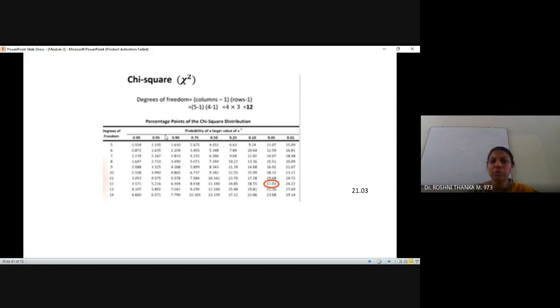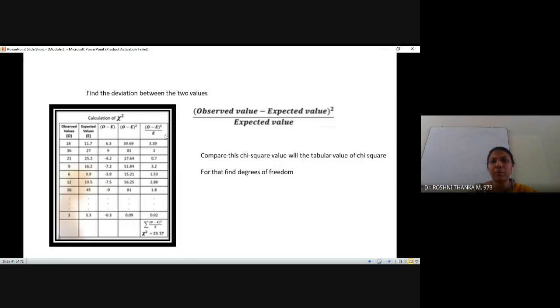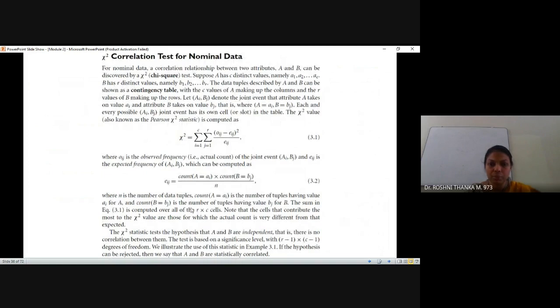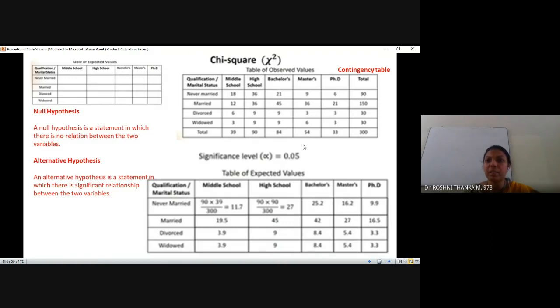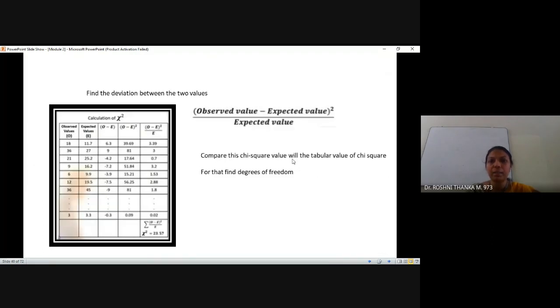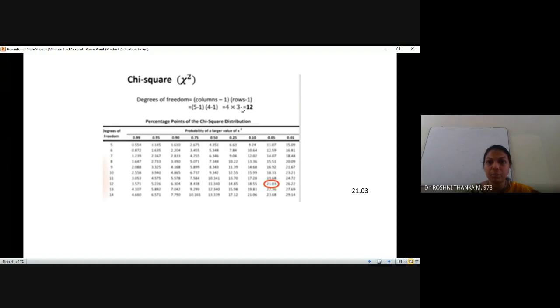So now we have to apply both the significance level and the degree of freedom. What is the significance level we have taken? That is what the test is based on, the significance level as well as the degree of freedom. The significance level we have considered is 0.05, and the degree of freedom we got is 12. So against these two values, we have to check the table of the chi-square distribution. So with 12 as the degree of freedom and the significance level 0.05, we'll be getting 21.03.